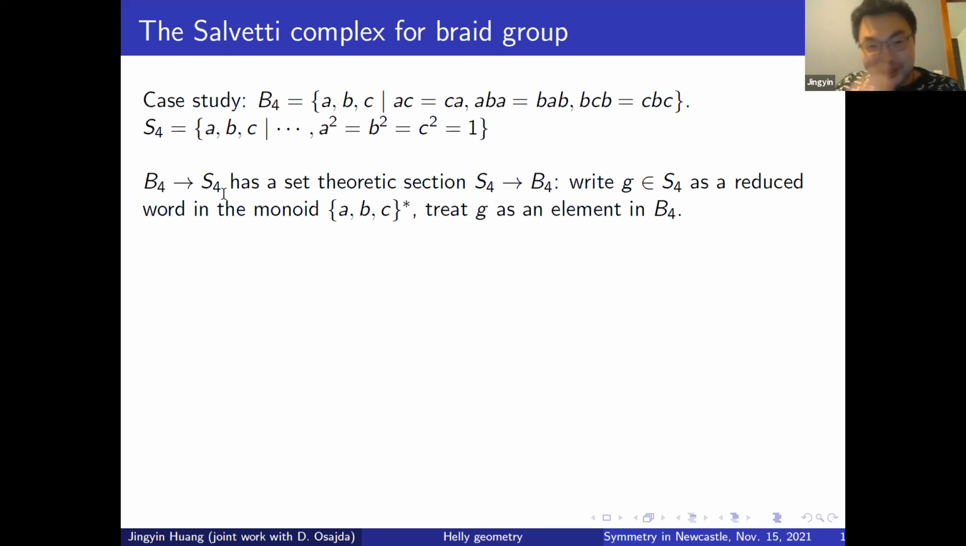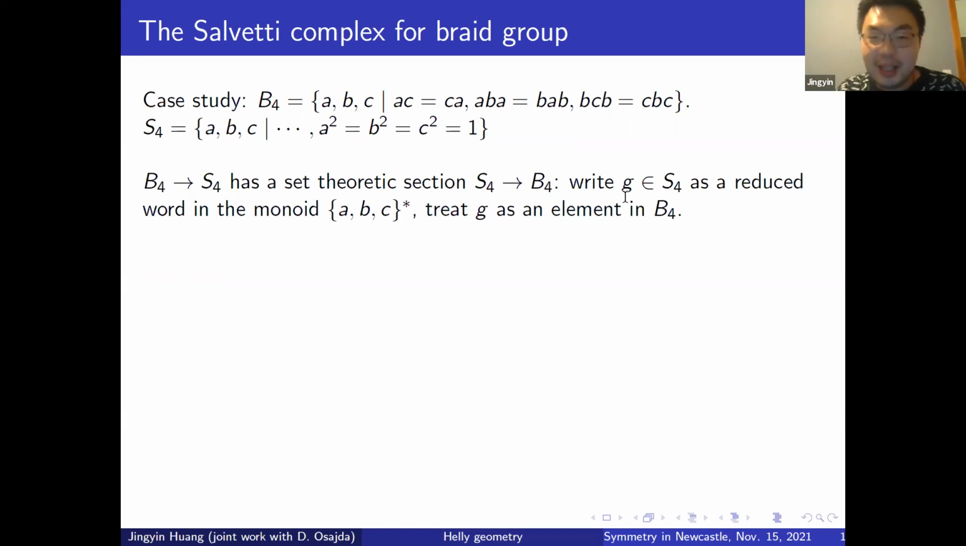Interestingly, this map actually has some kind of inverse. There's a canonical map from S4 to B4. This map is not a group homomorphism. It's just a map, but it's canonical in some sense, which is defined as follows.